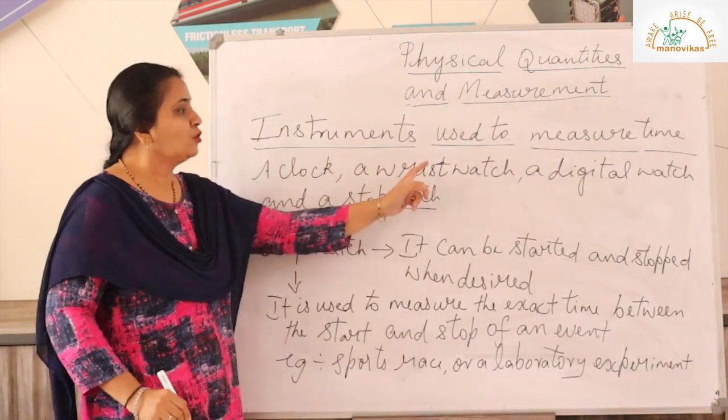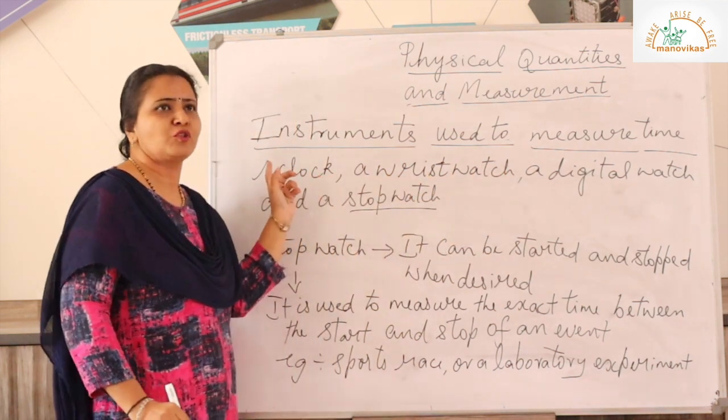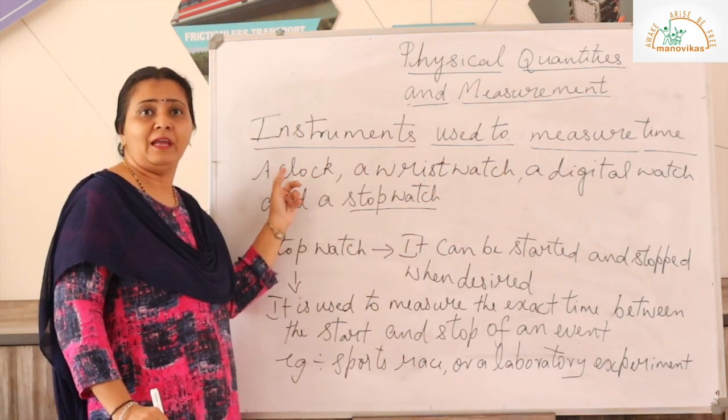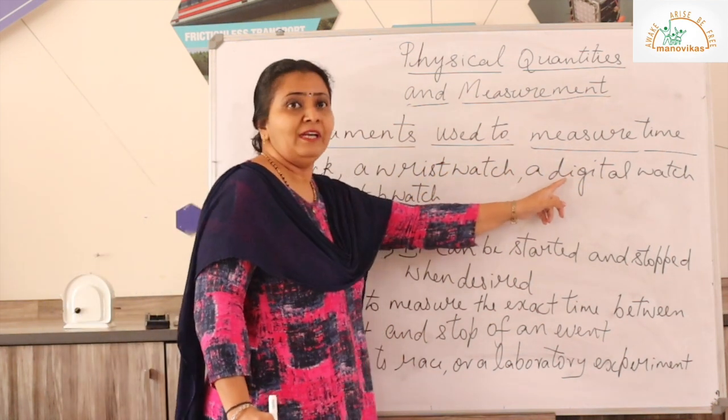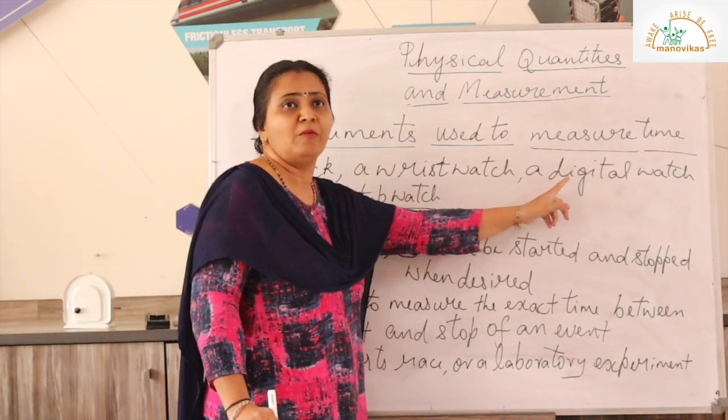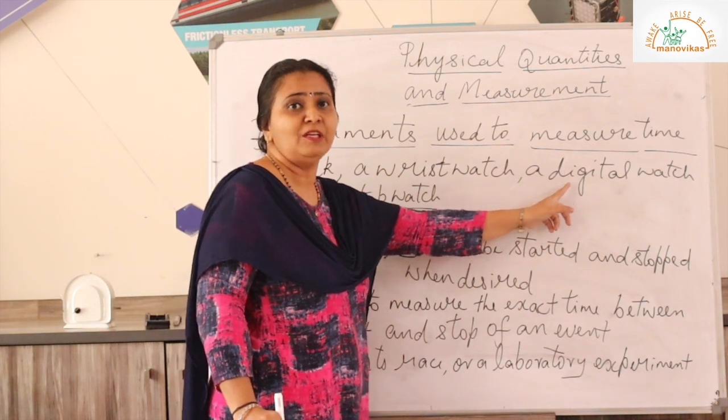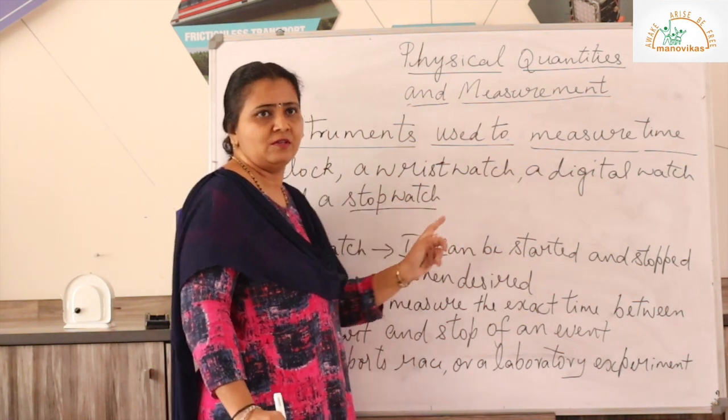Clock, wristwatch, and digital watch. These are the watches that we use in our everyday life. Digital watch usually shows the time in the form of digits.